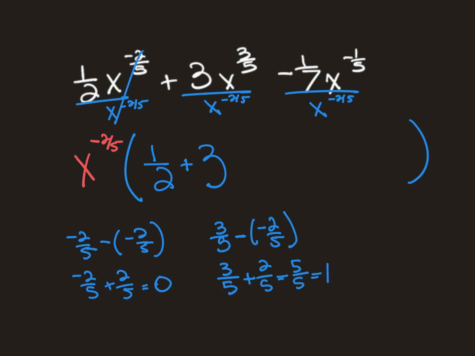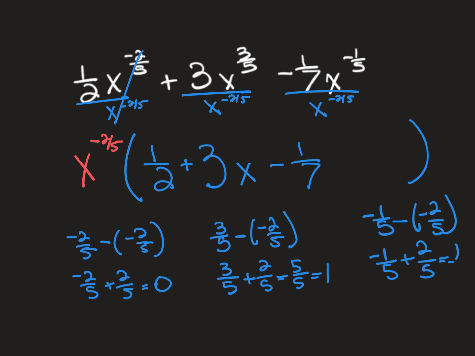And everything's just simplifying down. 5/5 is equivalent to 1, so I can just have x to the first power. And last but not least, I know it's going to be negative 1/7, but I still have to do the top exponent minus the bottom exponent. That minus again creates a plus, which leaves me with a positive 1/5. So here I'm going to have negative 1/7 x to the 1/5.